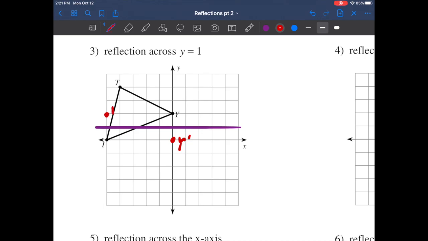This would be my I prime, right? Because it's just 1 spot away. How far is my t from there? That's 3 spots. 1, 2, 3. So that means my dot would be right there. That's t prime. All I need to do now is connect my shape. And there we go. We have our new shape.